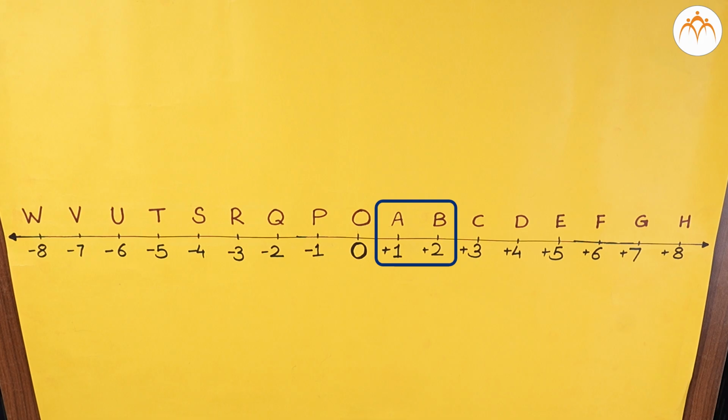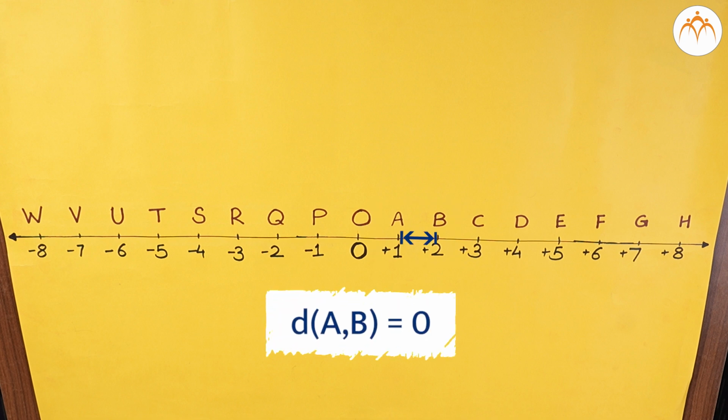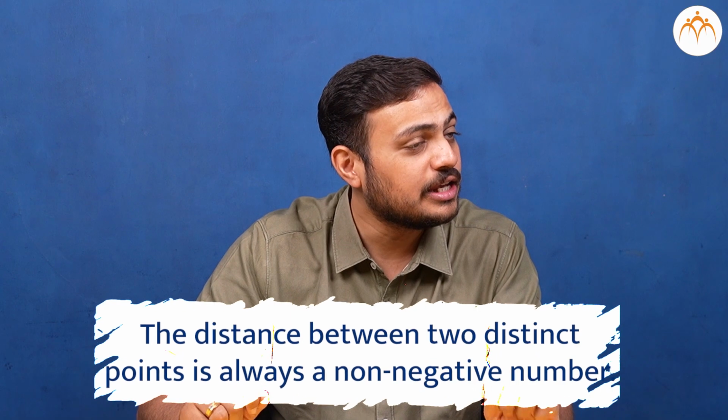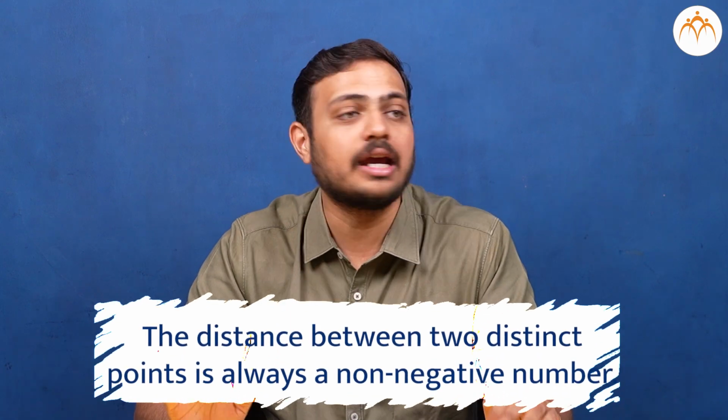Understood? Now suppose we need to find the distance between the points A and B, but they are the same points. Then in that case, distance AB would be 0. So remember, the distance between two distinct points is always a non-negative number. I hope you have understood this concept clearly now.